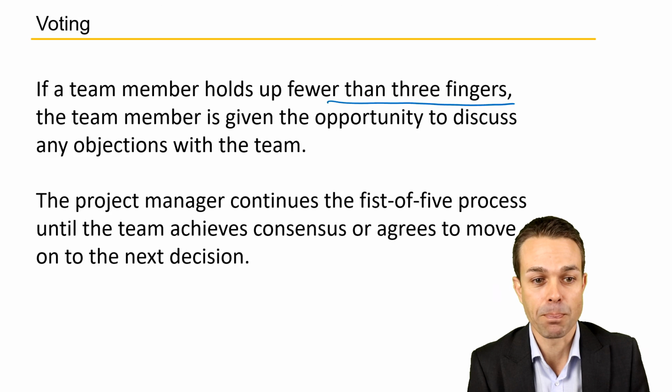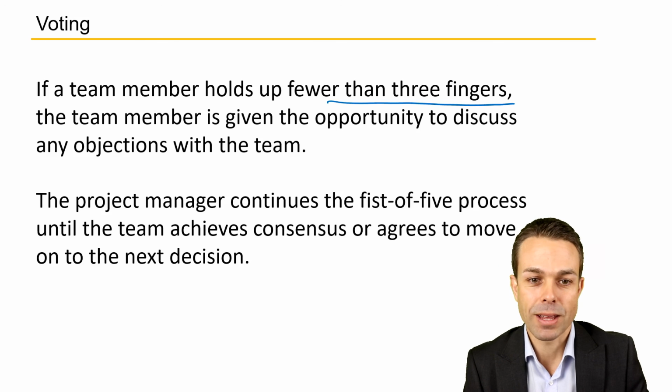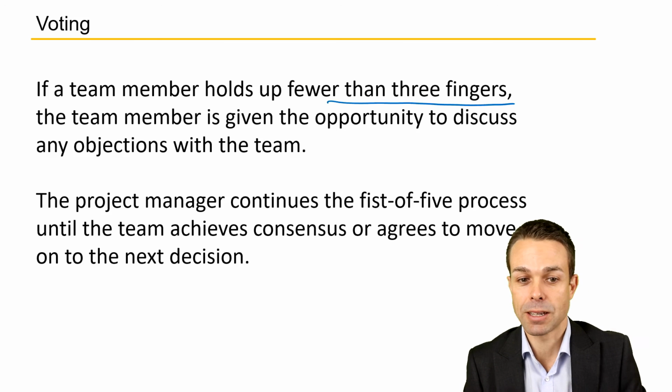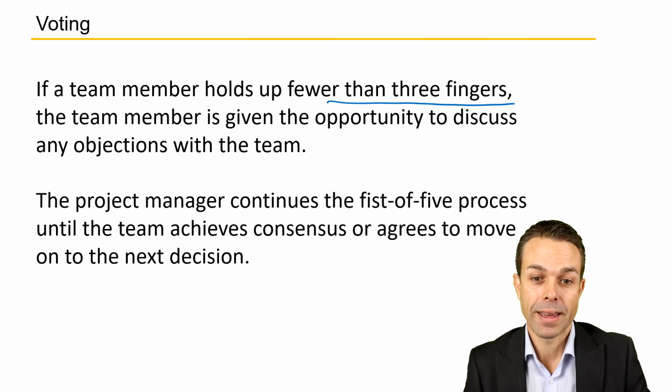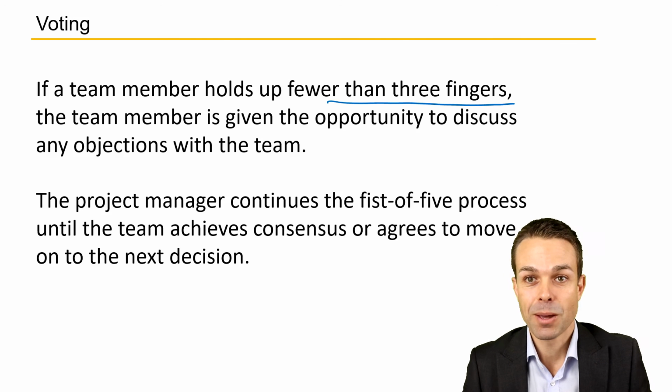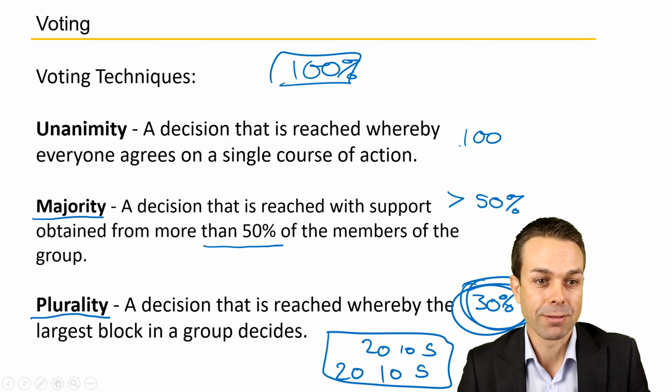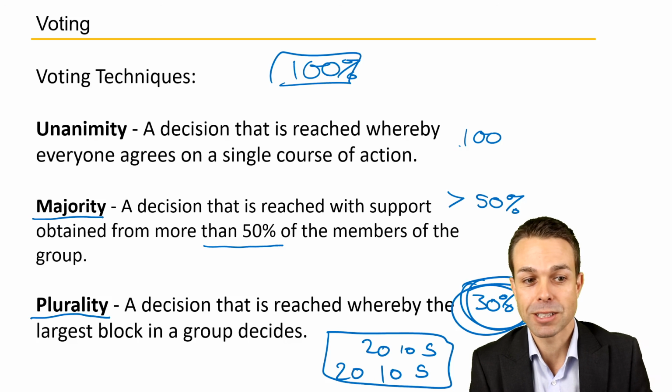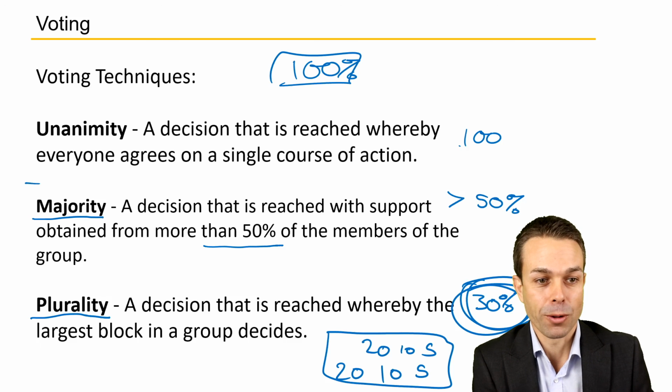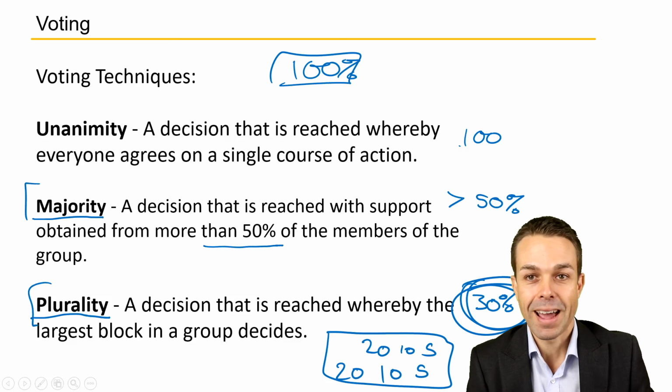The project manager can continue that until the team achieves a consensus, or they agree to move on to the next decision because maybe they haven't achieved a consensus, but they have achieved a majority, for example, or a plurality. And that is the idea of voting in your project.